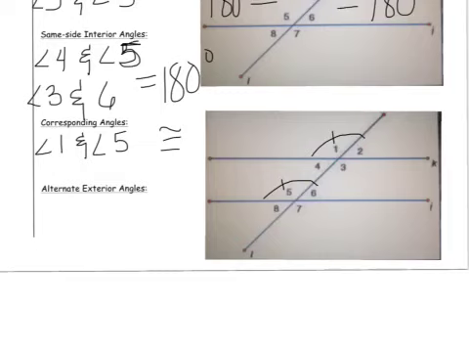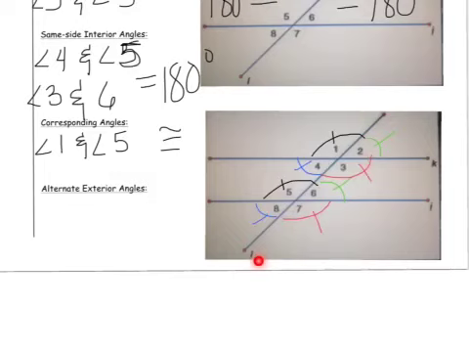We can also say that angle 2 and angle 6 are corresponding angles. We can say that angle 8 and angle 4 are corresponding angles. And last but not least, angle 3 and angle 7 are corresponding angles. So they are in the same location with respect to the parallel lines and on the same side of the transversal.